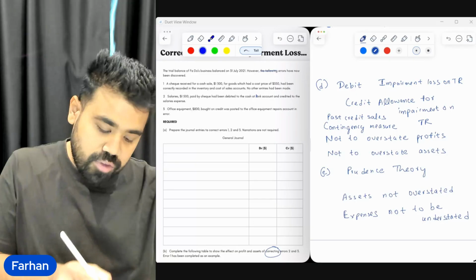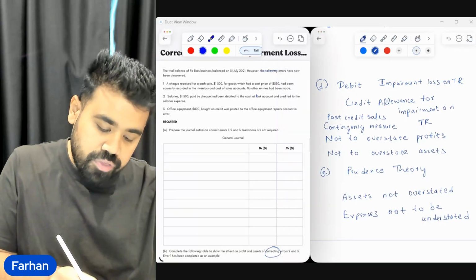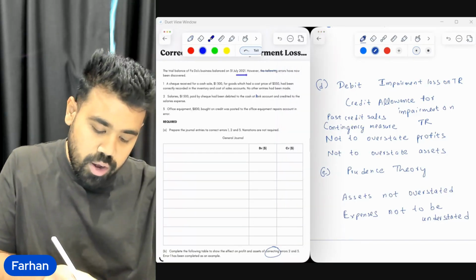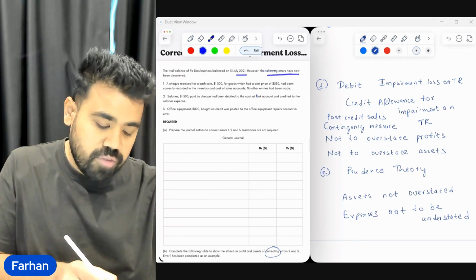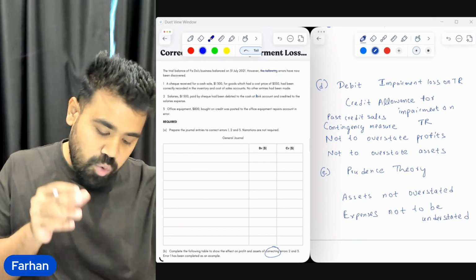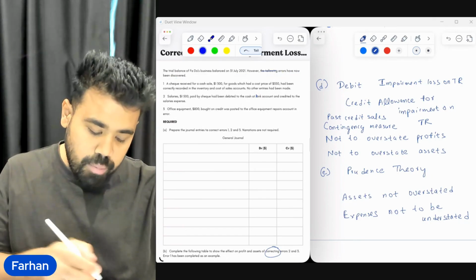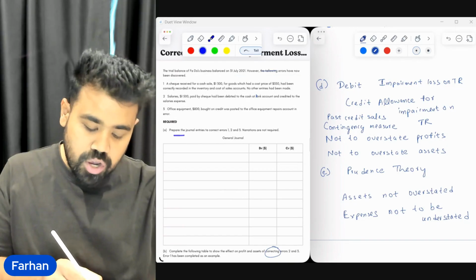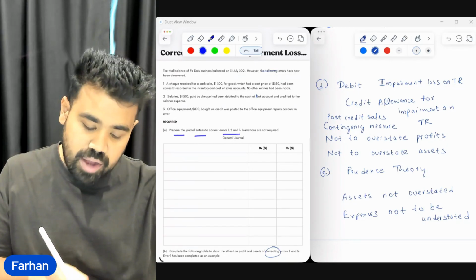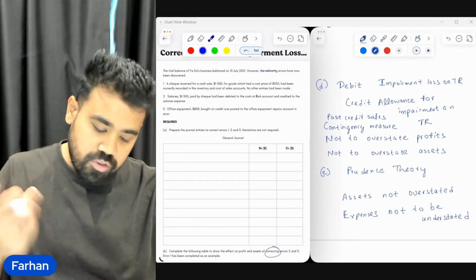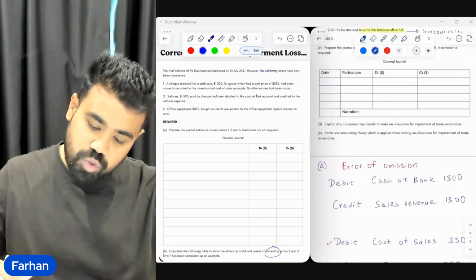The trial balance of Feda's business balanced on 31 July 2021. However, the following errors have now been discovered. So you can see we are given three errors, and the requirement in part A is to prepare the journal entries and correct these errors, and no narrations are necessary. So let's start with the first transaction that we have got.